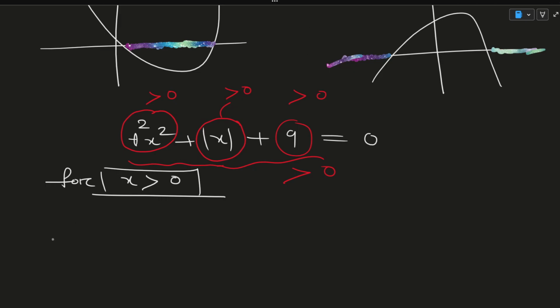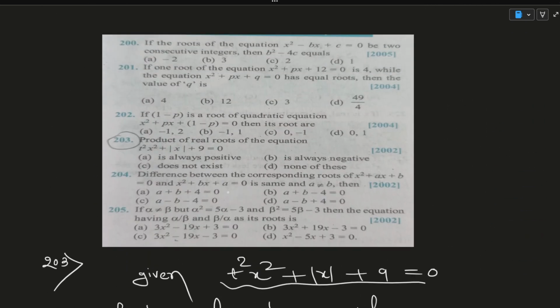Now for x less than 0, it is true, and as it is modulus, it will also be greater than 0. Then the resultant will be greater than 0. So there does not exist any x for which the quadratic equation gives us a negative value. It means from here we can conclude that there do not exist real roots of the quadratic equation. So C will be the right option.